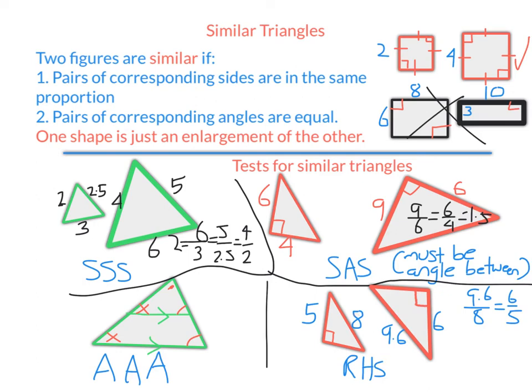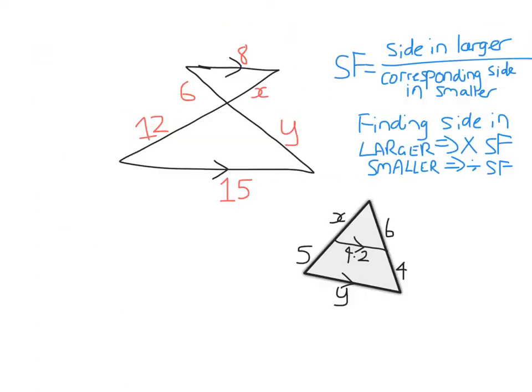That's what the RHS just means. It allows you to use two sides and an angle without it being the angle in between, but once again, you can only use RHS in right-angled triangles. So similarity helps us to find unknown sides. We'll look at that on the next slide.